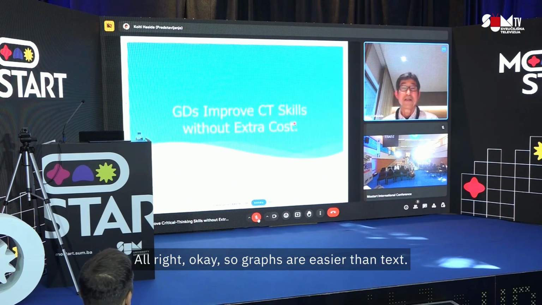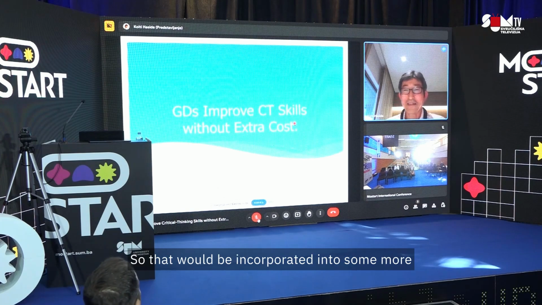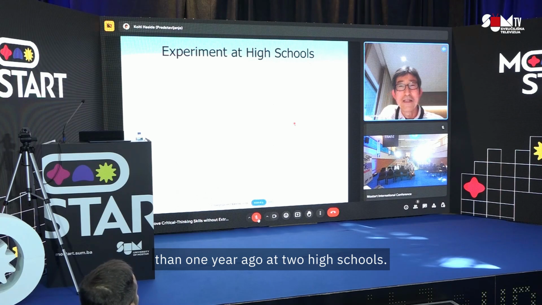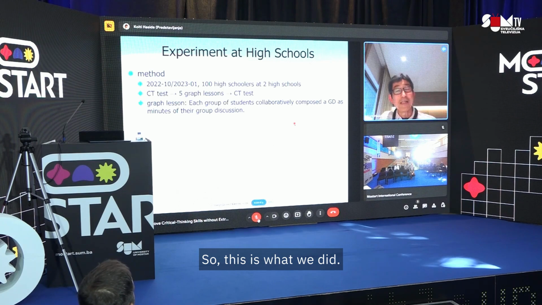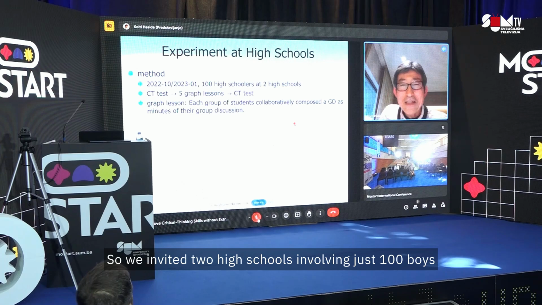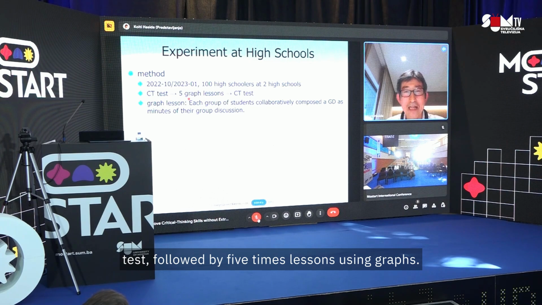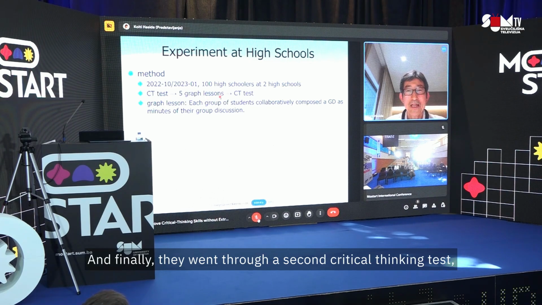All right. So graphs are easier than text. That was incorporated into another experiment, which we did a little more than one year ago at two high schools. We invited two high schools, involving just 100 boys and girls. They first went through a critical thinking test, followed by five lessons using graphs. And finally, they went through a second critical thinking test.